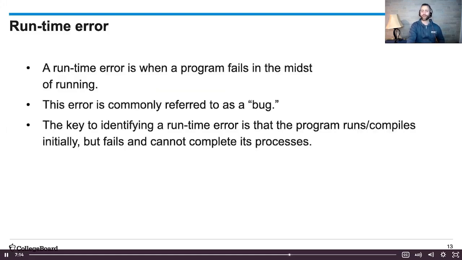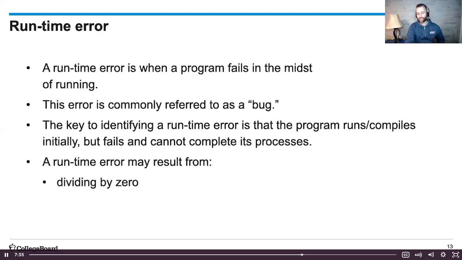So the key to identifying a runtime error is that the program runs or compiles initially, but fails and cannot complete its process. Sometimes you run a program and it doesn't have a runtime error, and then other times it does. And so you'll have to try to figure out why that is occurring. A runtime error may result from dividing by 0, right? So if you're doing a program that uses division, maybe a particular case may divide by 0, or inappropriate entered data type.